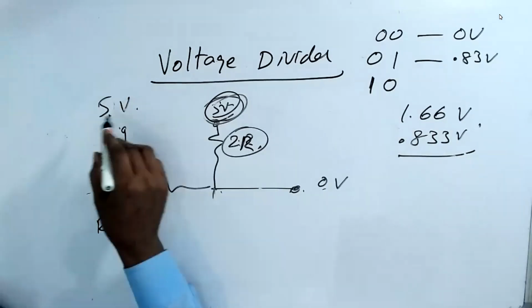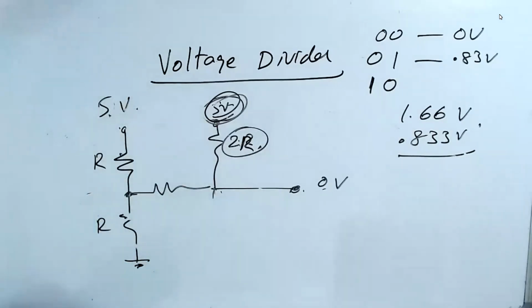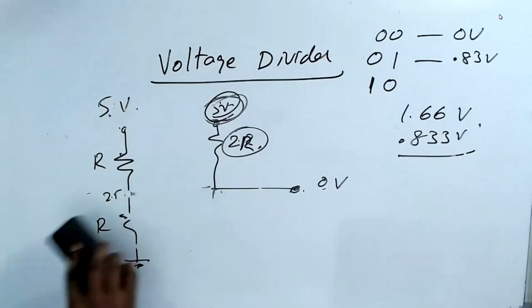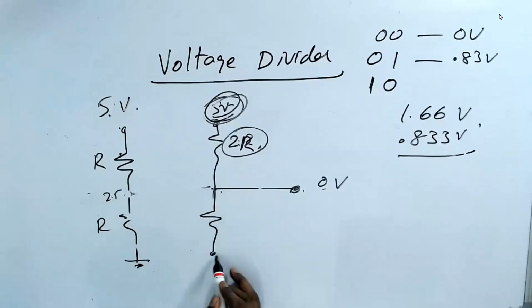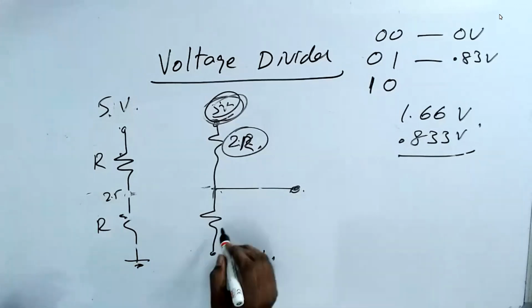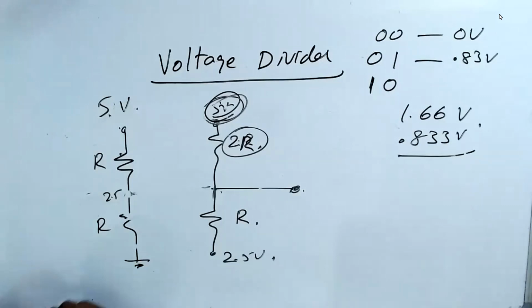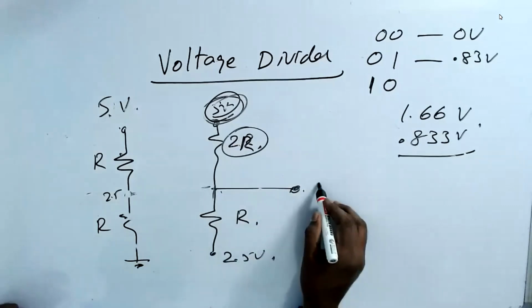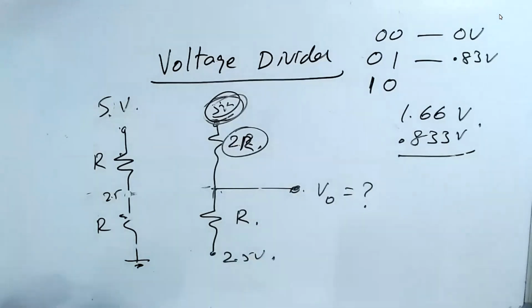If you give both 5 volt, then what happened now? This is 5 volt, this is 0 volt. This becomes 2.5 volt. So I make this guy like this. This is 5 volt, this is 2.5 volt. Then what is the voltage here? Can you guess it? This is R, and this is 2R. What is the voltage here?